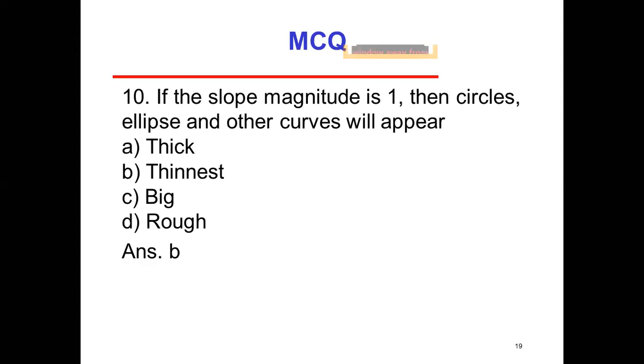Now the last question: if the slope magnitude is 1, then circles, ellipses, and other curves will appear thick, thinnest, big, or rough? If the slope magnitude is 1, so here the slope is given as 1, then circles, ellipses, and other curves will appear thinnest. It means it will be very thin. So if the slope magnitude is 1, then we will get thin curves.